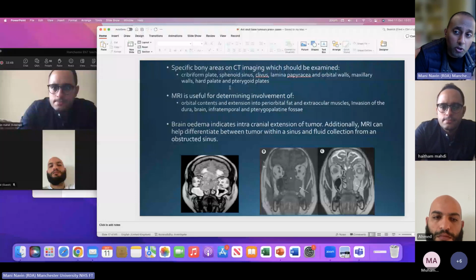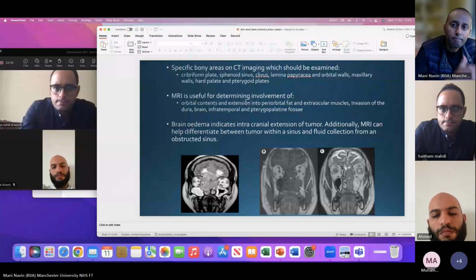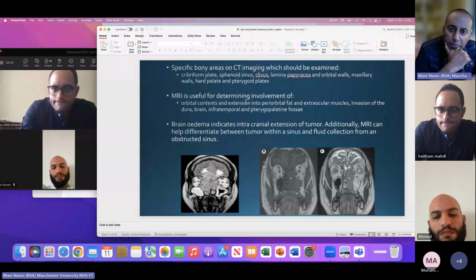And on MR, you look at the orbital contents themselves, the extraocular muscles, dura, brain, and soft tissue of the infratemporal fossa. If you've got frank brain invasion, you normally get some associated brain edema as well, which you'll see on the MR.